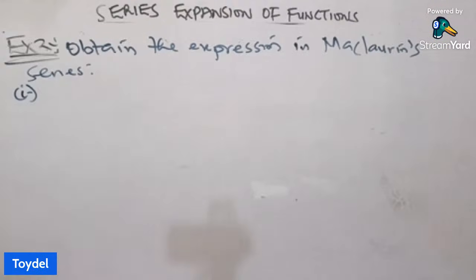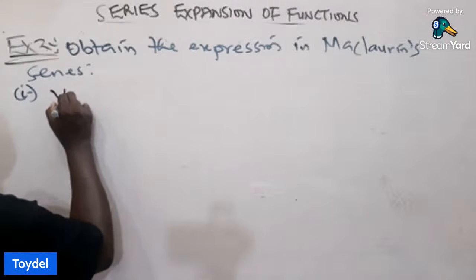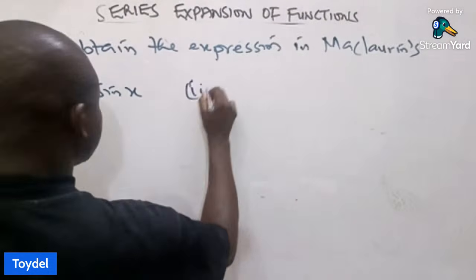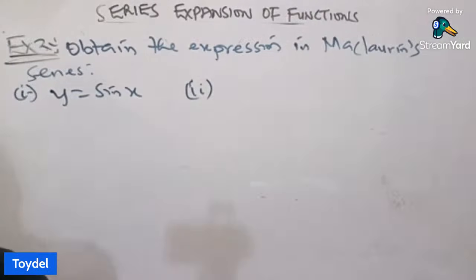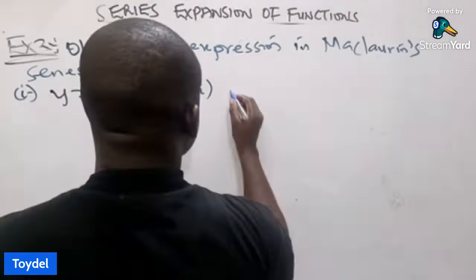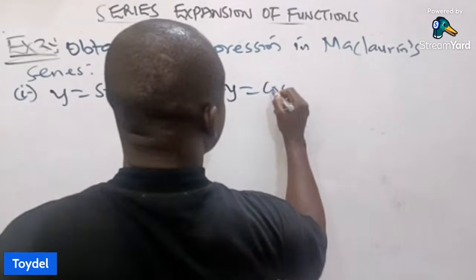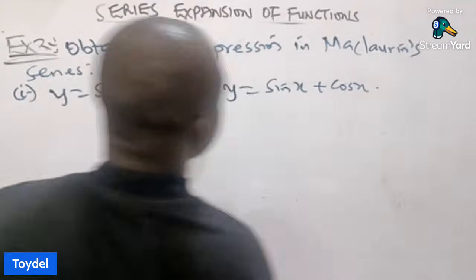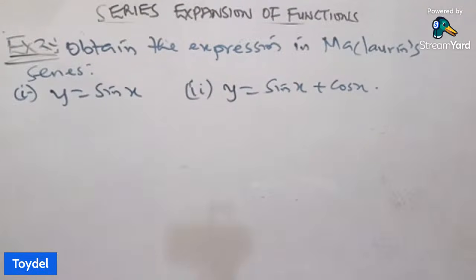Which expression? We can pick 2 expressions. The first one, y is equal to sin x, that is f of x is equal to sin x. Then the second one, y is equal to sine x plus cos x. So it's very simple once we know what to do. So how do we represent this expression in Maclaurin series?